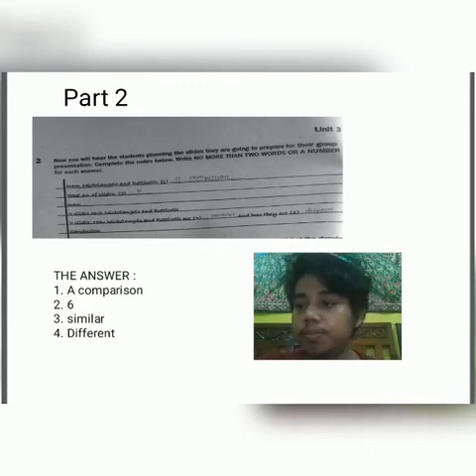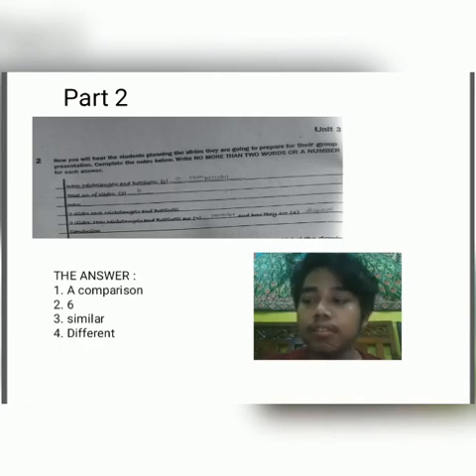Okay, in this part, the students will hear the students planning the slides they're going to prepare for their group's presentation. So the answer to number one is a comparison, because in this presentation the title is Michelangelo and Botticelli, and they add the comparison in the last sentence.